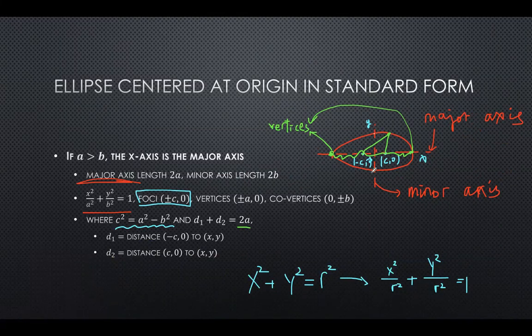And as for these two points on the minor axis, we call them co-vertices. Okay. So far, so good. All right.